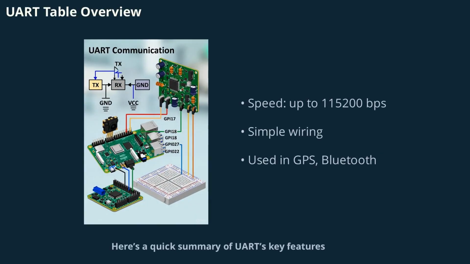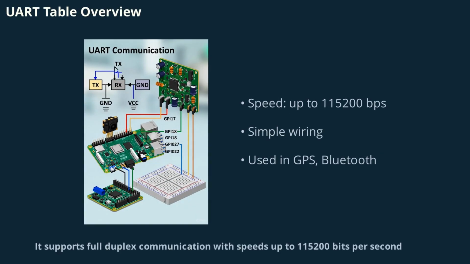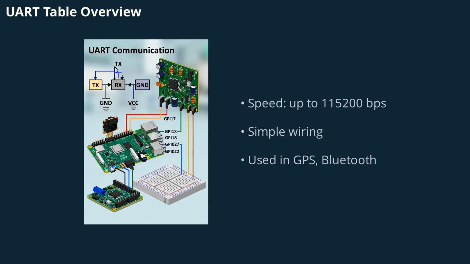Here's a quick summary of UART's key features. It supports full duplex communication with speeds up to 115,200 bits per second. Only two wires are needed, TX and RX plus a ground connection. UART is limited to connecting just two devices, making it simple but not suitable for larger networks. Common examples include GPS modules and Bluetooth devices. This straightforward setup is perfect for direct, point-to-point communication between microcontrollers.